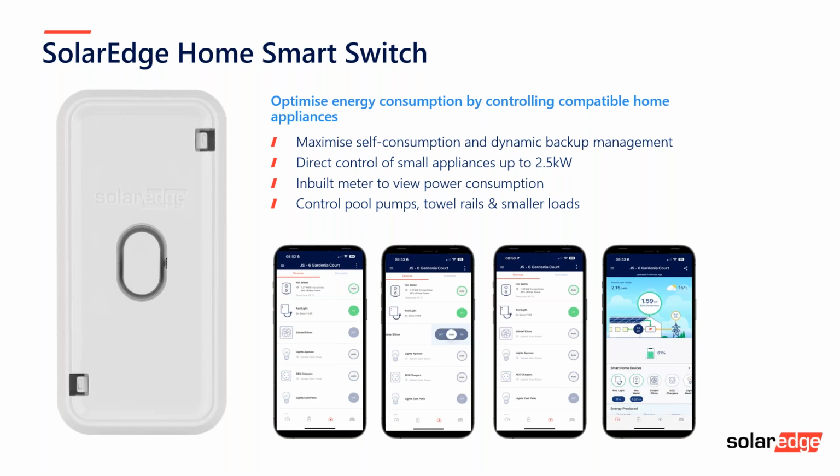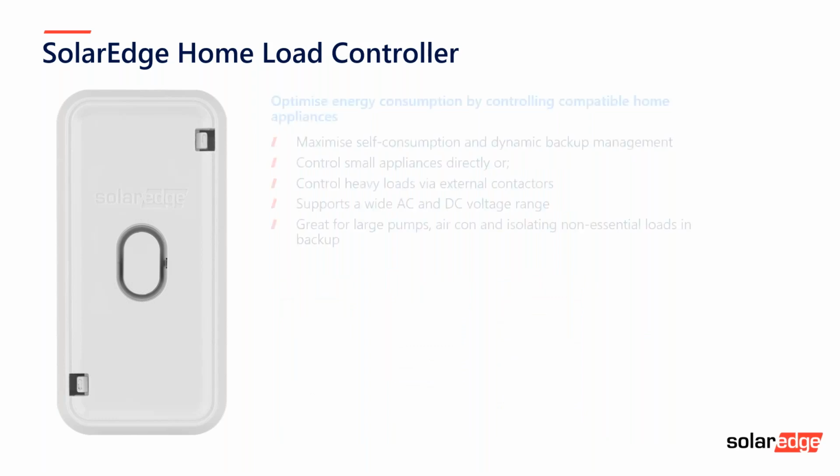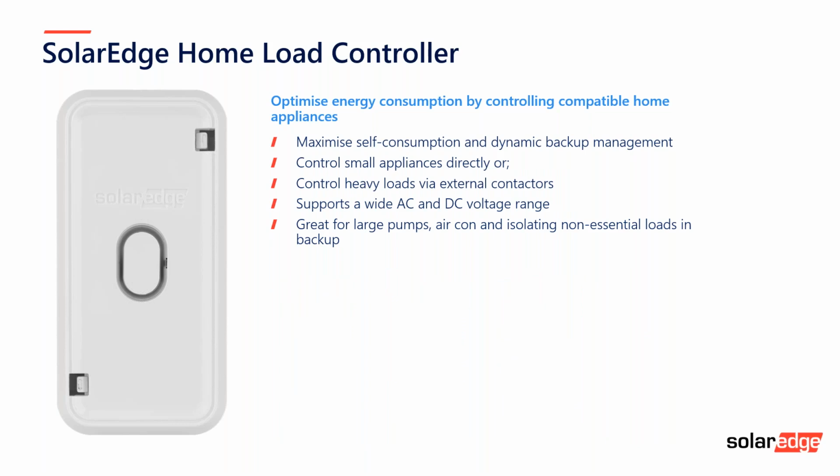The power supply is wired through the unit. It has a little inbuilt meter, and it's there as a really convenient way for homeowners to control small air conditioners, small pool pumps, smaller loads with an on-off feature. Now, that's not to be confused with the load controller, which can operate in a similar manner, but is really designed to work in conjunction with a contactor to support the programming of running much larger loads, so greater than 3 kilowatts. So, you know, big pumps, big air conditioning systems, non-essential loads.